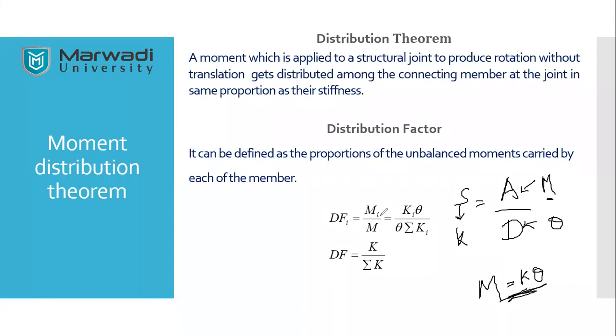Is that clear? So instead of Mi, I will be writing Ki into theta, and the total will also be theta into summation of Ki. So theta will be cancelled out, and ultimately I will be left with the distribution factor equal to the stiffness of the individual member divided by the stiffness of all members, or the cumulative stiffness of all members. So that is how we define distribution factor. Any doubts you can ask?